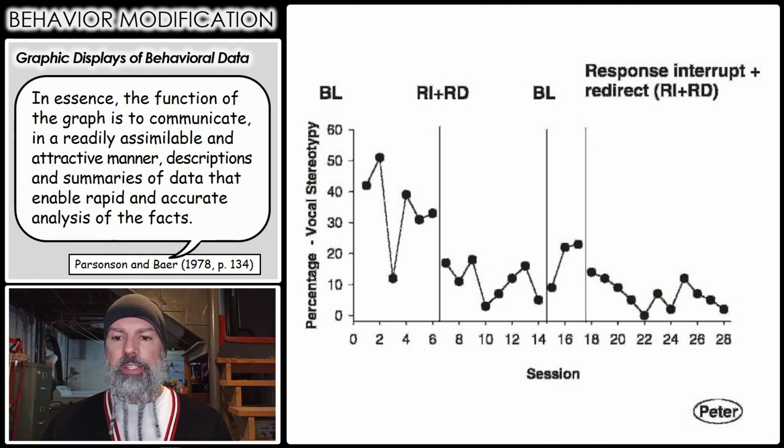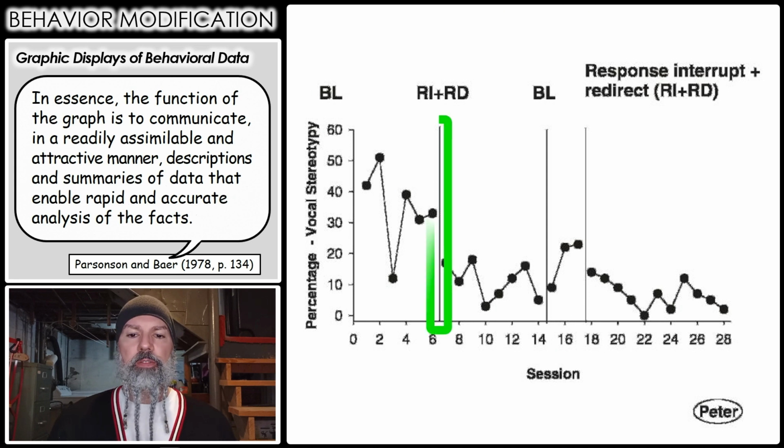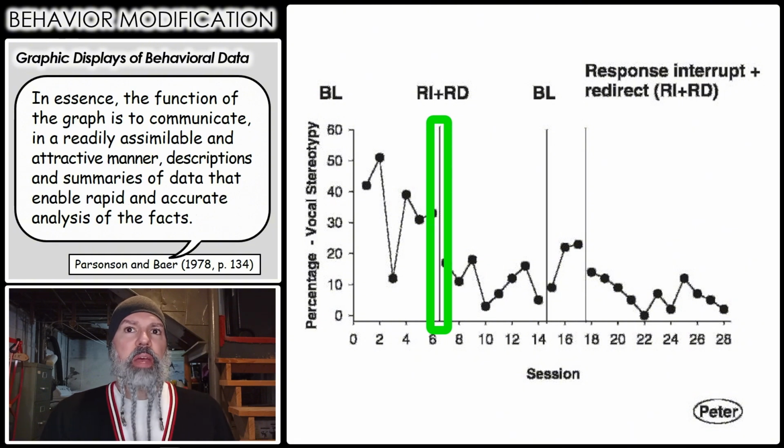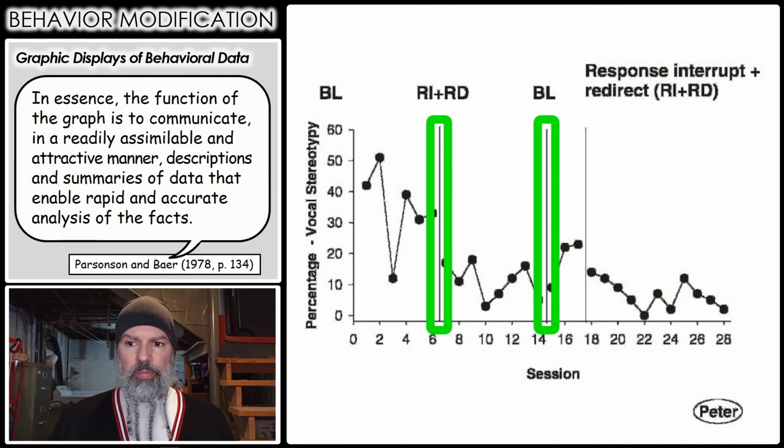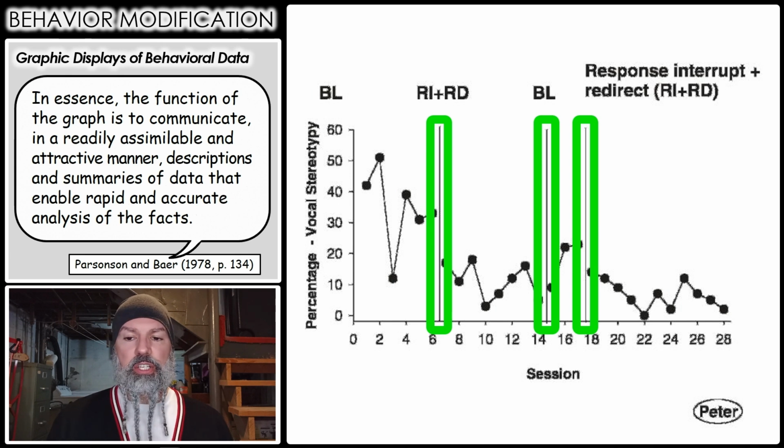All right, next aspect of this graph, we have condition change lines. So these are vertical lines that you'll see on the graph, and these indicate when an independent variable modification occurred. Basically, this indicates when a treatment modification has occurred, whether a treatment has begun or whether a treatment has ended. So here we have a condition change line indicating that some aspect of a treatment has changed on session 7. Here we have another one between session 14 and 15, indicating a change in treatment. And here we have a third one indicating another change in treatment.